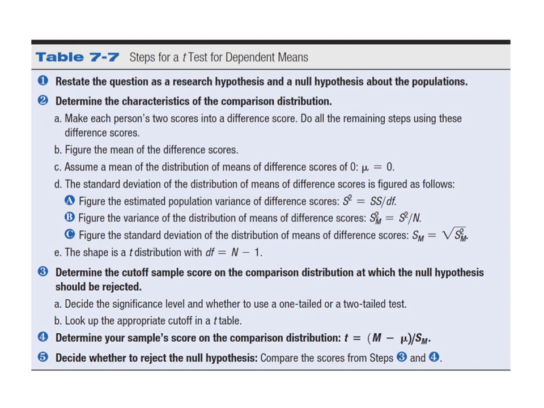The standard deviation of the distribution of the means of difference scores was as follows, and you can see how it summarizes those steps that we did. The shape of this t-distribution has degrees of freedom of n-1, so it changes based on how big the sample size is. Step 3 was to determine the cutoff sample score, and we had to use table A2 in the t-table to do that. Step 4 was determining our sample score on the comparison distribution by converting it to a t. And then step 5, deciding whether to reject the null hypothesis by comparing the scores from steps 3 and 4.